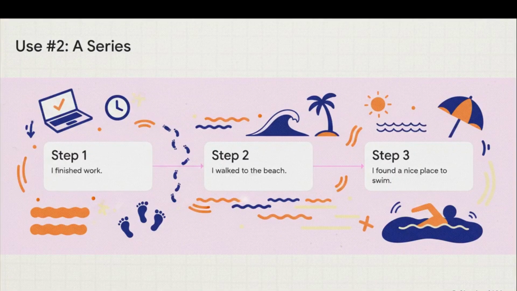This is where the past simple really shines as a storytelling tool. You can use it to list a bunch of actions in the order they happened. It's like setting up dominoes. First, I finished work. Then I walked to the beach. And then I found a place to swim. It creates a really clear step-by-step story.